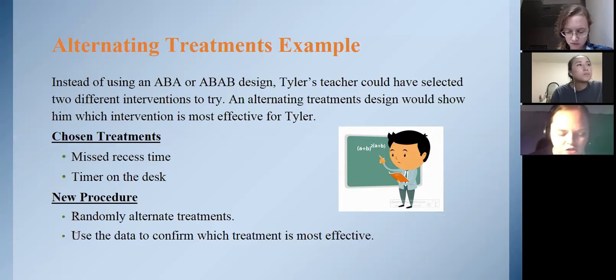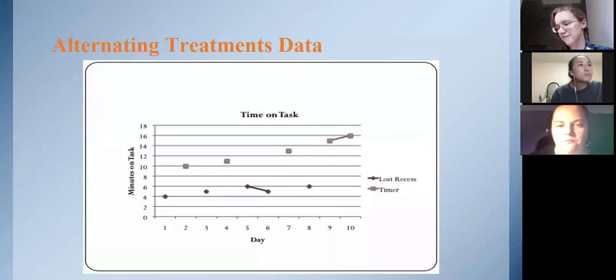The 2 treatments that the teacher selects are missed recess time for off-task behavior and a timer on the desk. Let's see what the data shows. After plotting Tyler's time on task for both interventions on the same chart, his teacher can easily see that the timer is a more effective intervention for Tyler than missed recess time. Based on these results, he will want to continue with the timer intervention and drop the recess intervention.